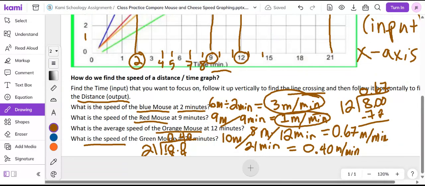All right, so blue mouse wins. Red mouse is in second. Orange mouse is in third. And then the slow mouse is going to be the green mouse. All right, so we're going to glue this into our journal as part of our lesson. It's going to be the speed graphing lesson. And then go ahead, open up your computers. We're going to go into Schoology and we're going to do some class practice together.